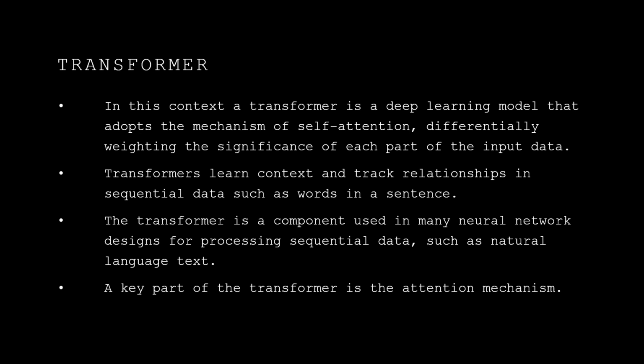So first up, let's look at the term transformer generally. In the context we're talking about, a transformer is a deep learning model that adopts the mechanism of self-attention, differentially weighing the significance of each part of the input data. Transformers learn context and track relationships in sequential data, such as words in a sentence. The transformer is a component used in many neural network designs for processing sequential data, such as natural language text. A key part of the transformer is the attention mechanism.